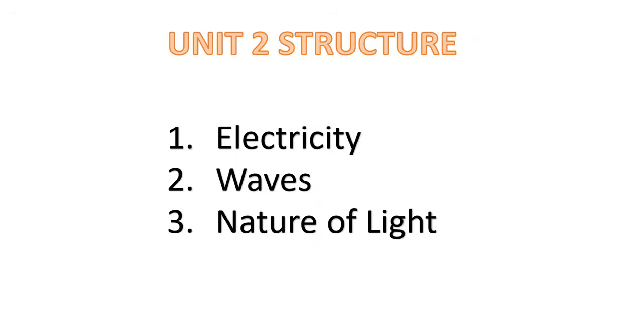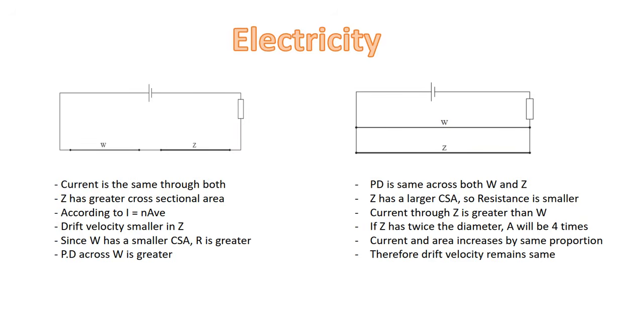So there are three sections in Unit 2. Those are electricity, waves and nature of light. Let's first focus on electricity. So I have mixed two concepts here. One is series parallel ideas and the other one would be the transport equation. Both of them are really important for your exam.